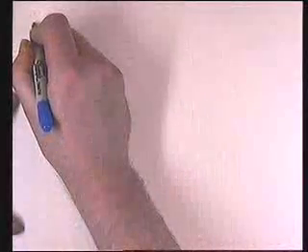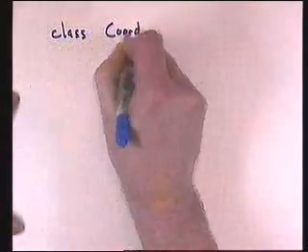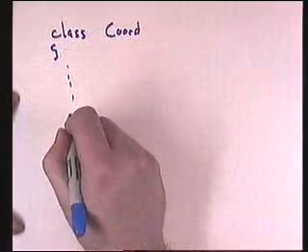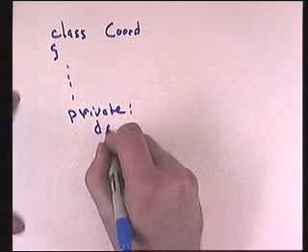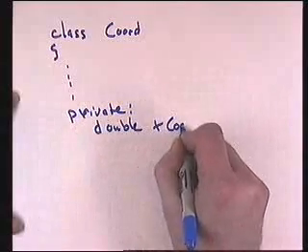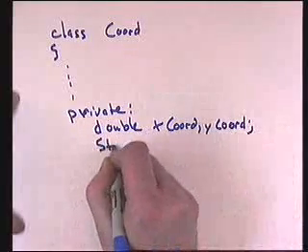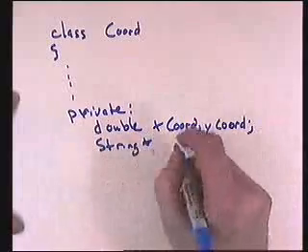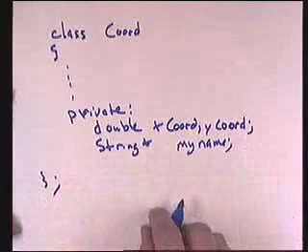Now, more interesting for us would be the usage of these templates inside a class. So let's go back to our chord class. Let's go back to our second version where I had, among other things, private data. I had a double x chord and y chord. And I had a string pointer called my name. And then there's a closing of our class.